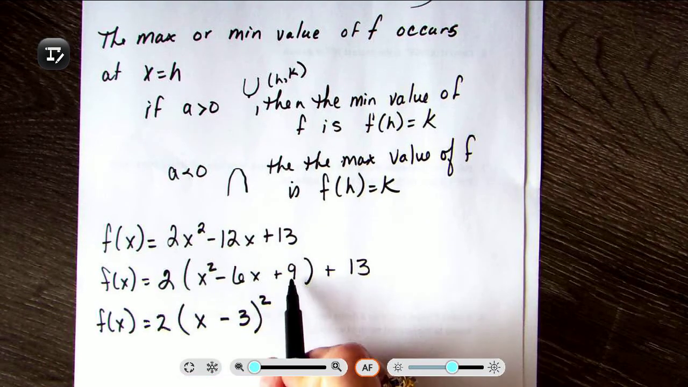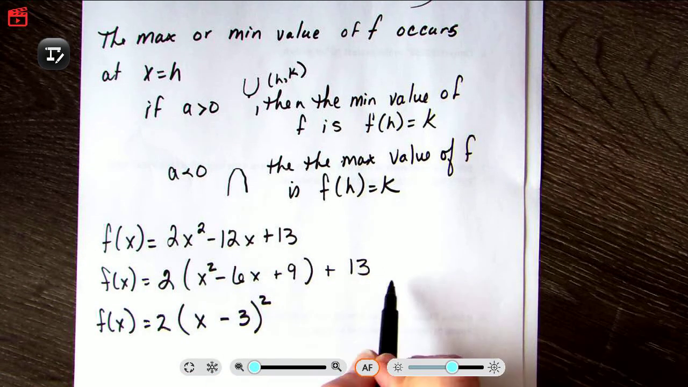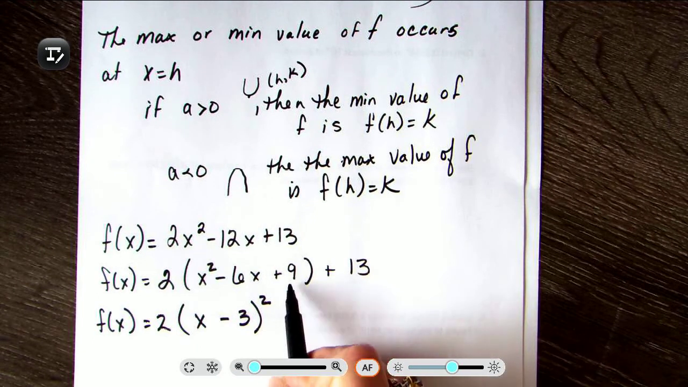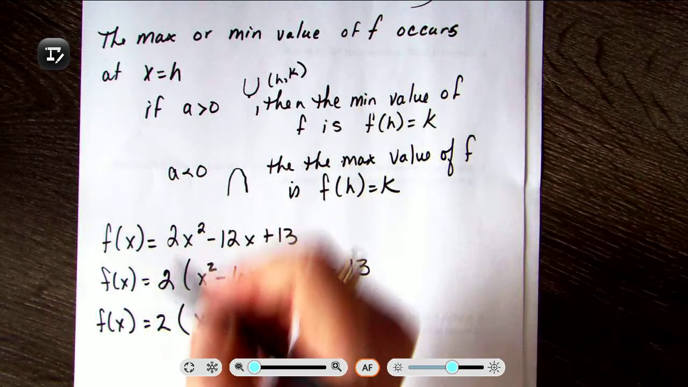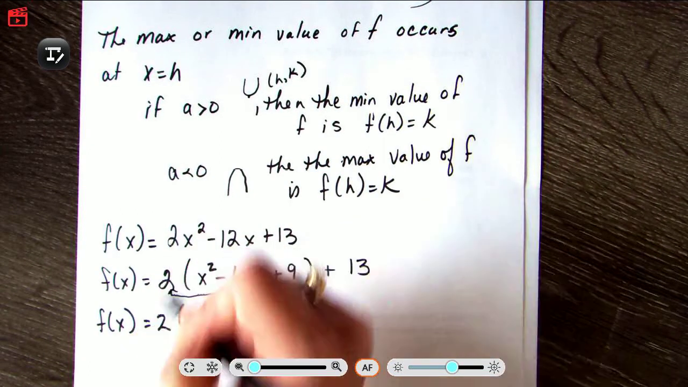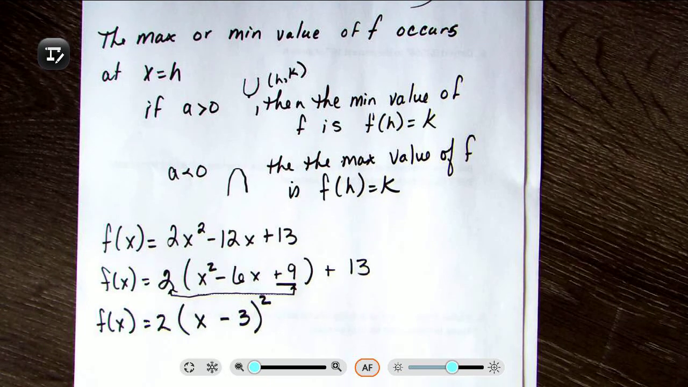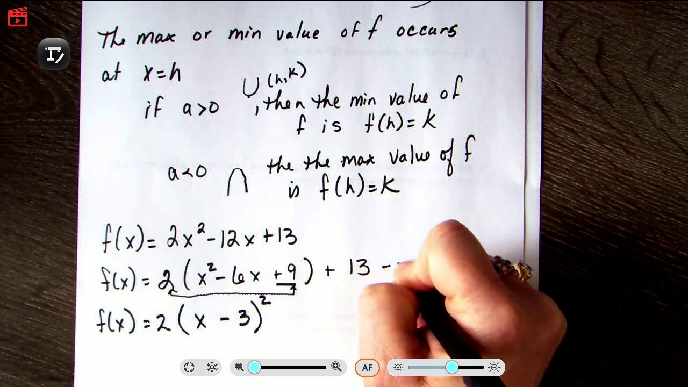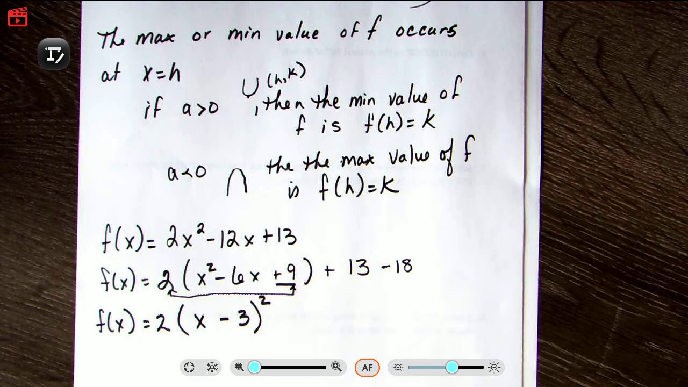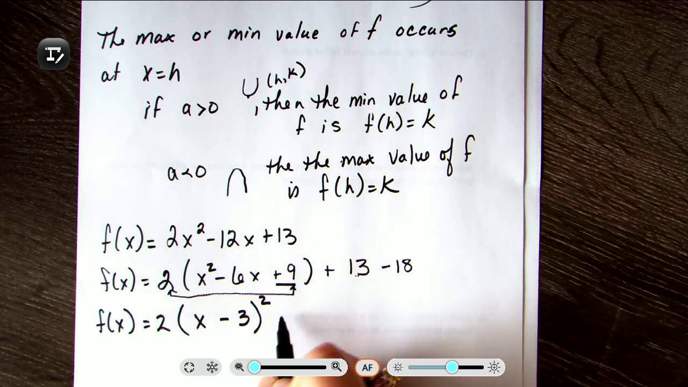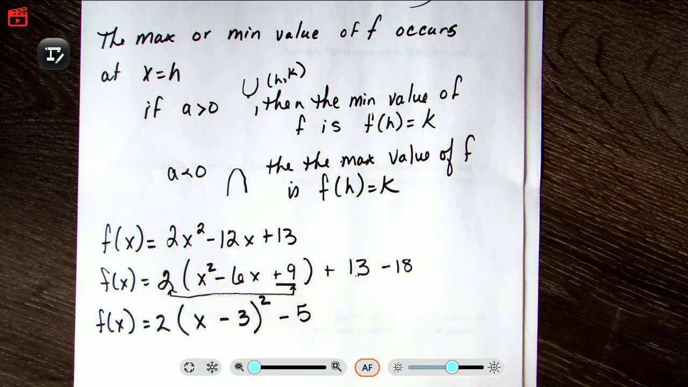Okay, but we can't just put plus 9 here, because that changes what this original thing was. So we kind of have to undo what we just did. So by putting this plus 9 here, it actually, looking here where this would be distributed, we're actually adding 18. So in other words, to undo the adding 18, we have to subtract 18 as well. So now we can take that 13 minus the 18, which is a minus 5.